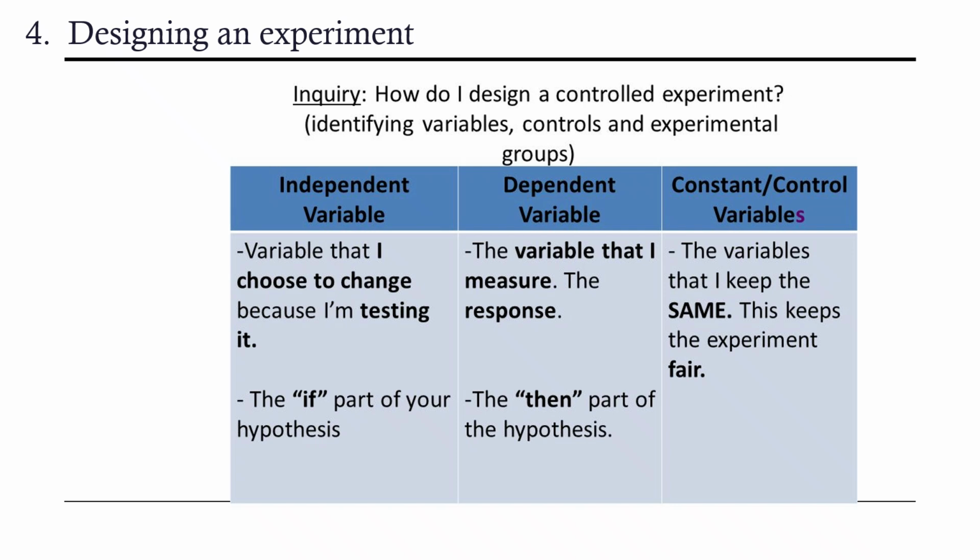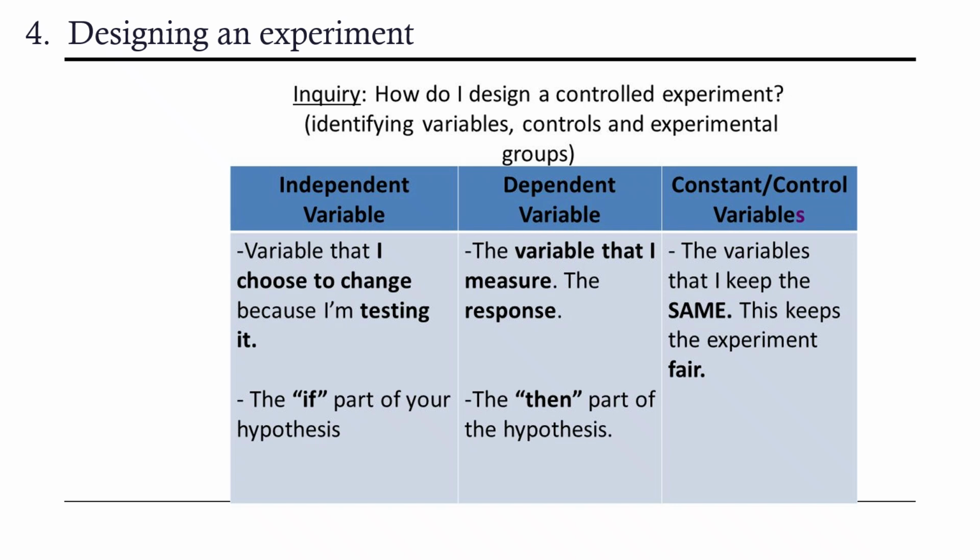You know what independent means. It means it doesn't depend on anything, right? So in other words, in the experiment, it's the variable that I choose to change because I'm the one testing it, my independent part. So this is like the if part of your hypothesis. So if we were talking about that biofertilizer, it says, if I add this biofertilizer, that's my independent variable.